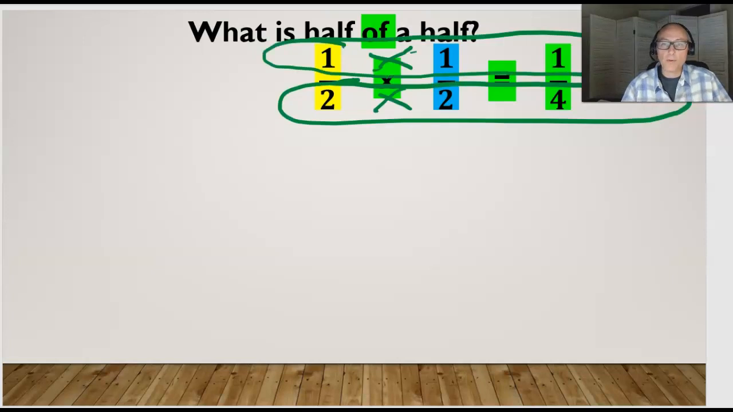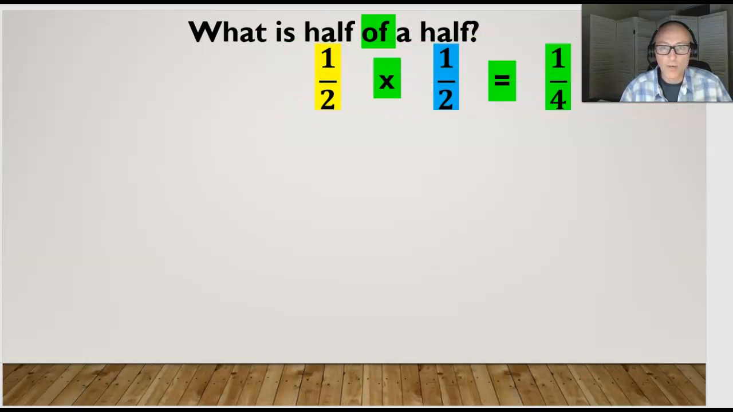So 1/4. Okay, what were you saying? Not numerator, numerator. 1 times 1 is 1. Denominator, denominator. 2 times 2 is 4.